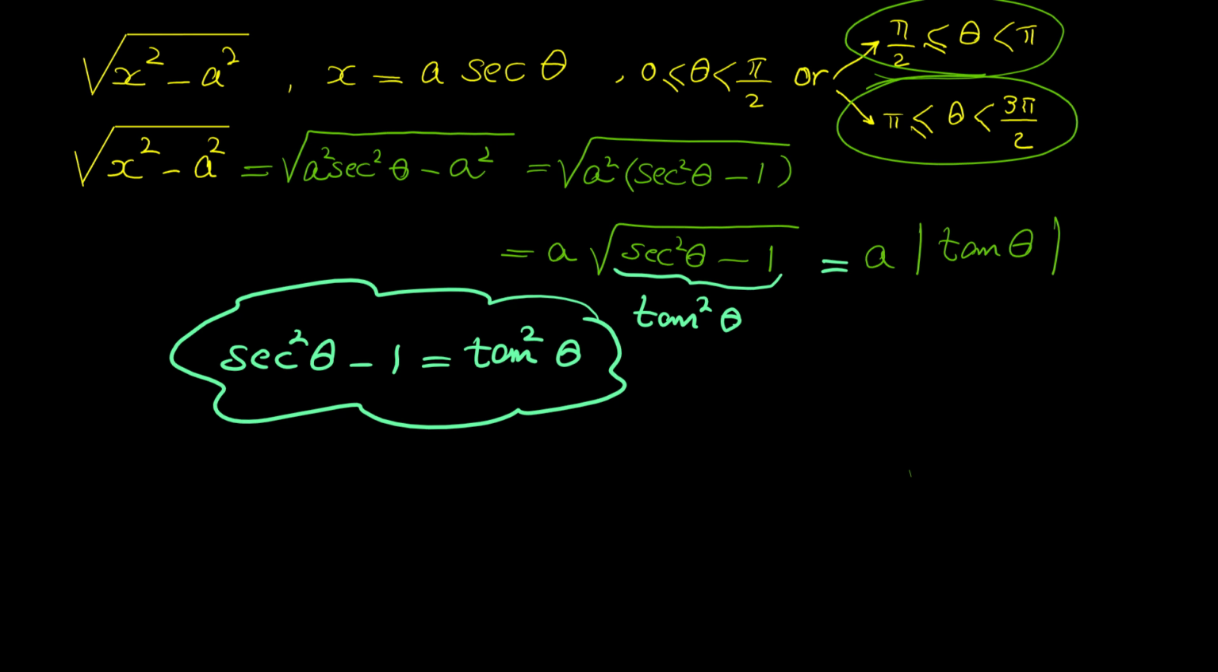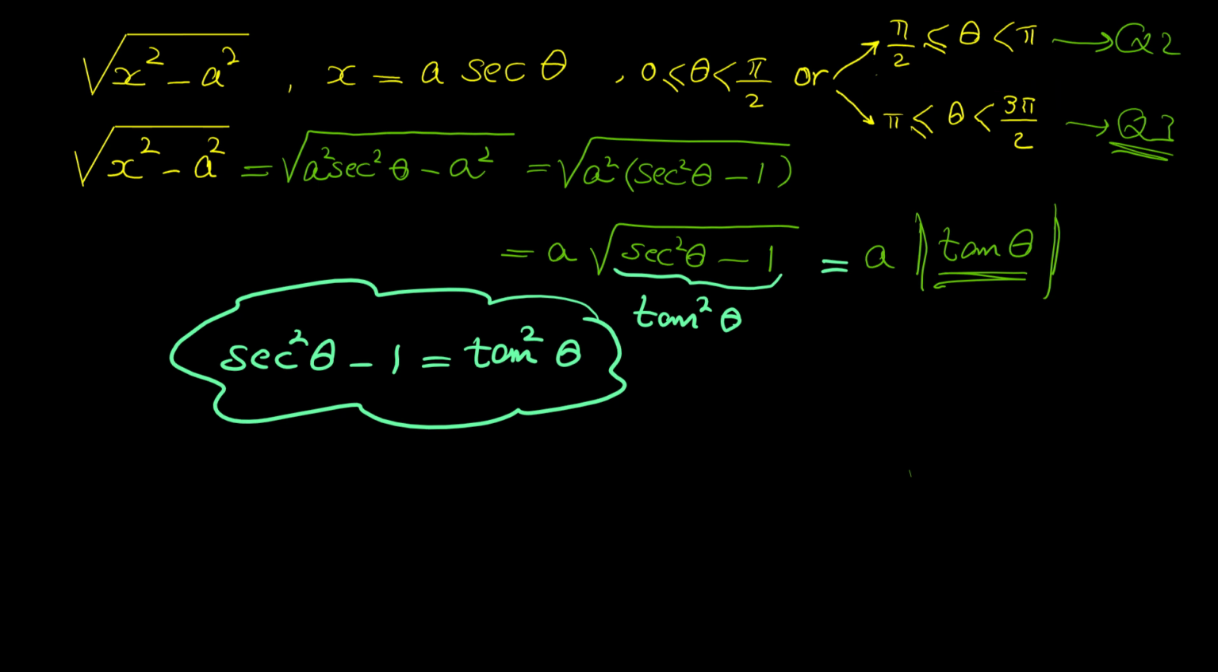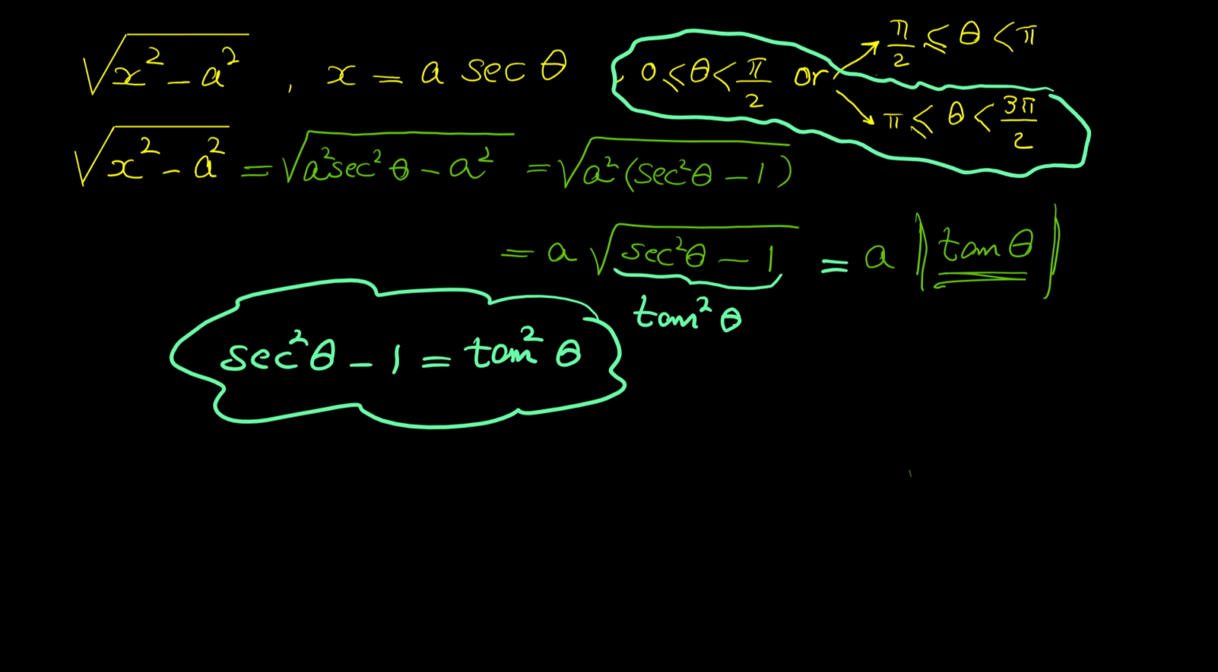Please pay attention. In some textbooks, they consider theta to be between pi over 2 and pi. This is the second quadrant. In the second quadrant, tangent is negative, so you need to keep the absolute value here. But some textbooks consider theta to be between pi and 3 pi over 2. This is the third quadrant, and in the third quadrant, tangent is positive. So I recommend you always keep theta in these two intervals: theta between 0 and pi over 2, and theta between pi and 3 pi over 2.